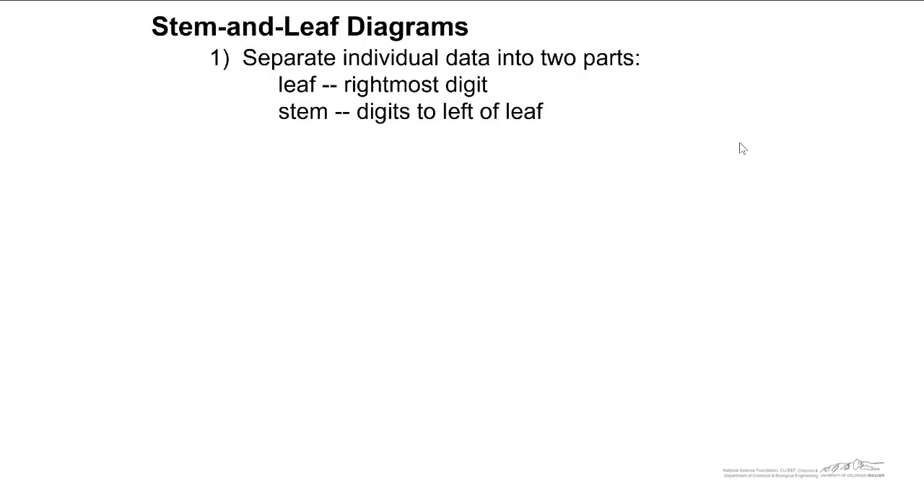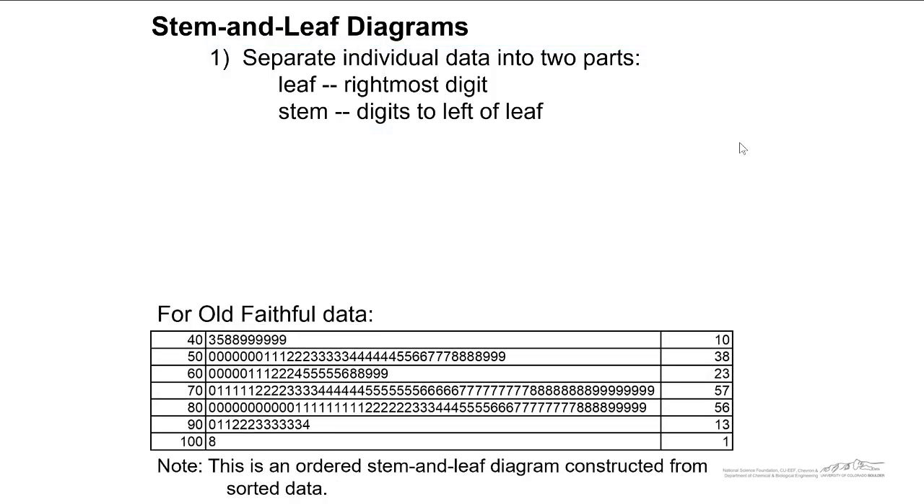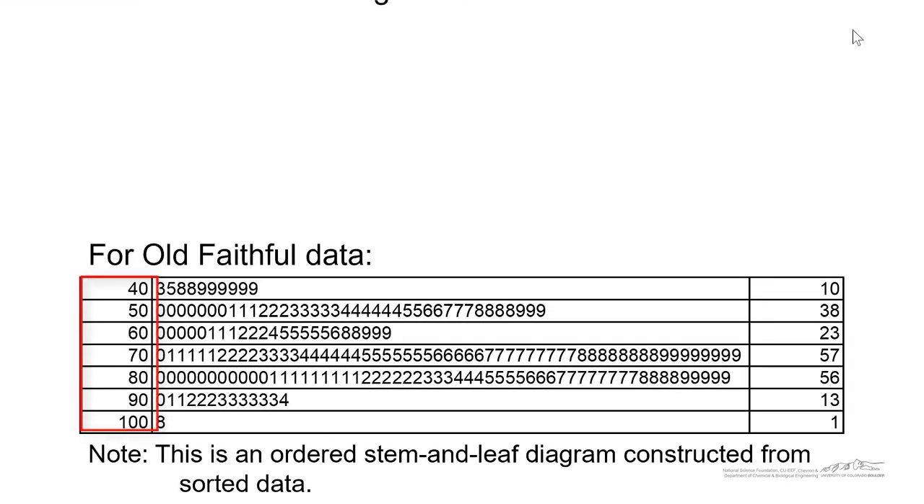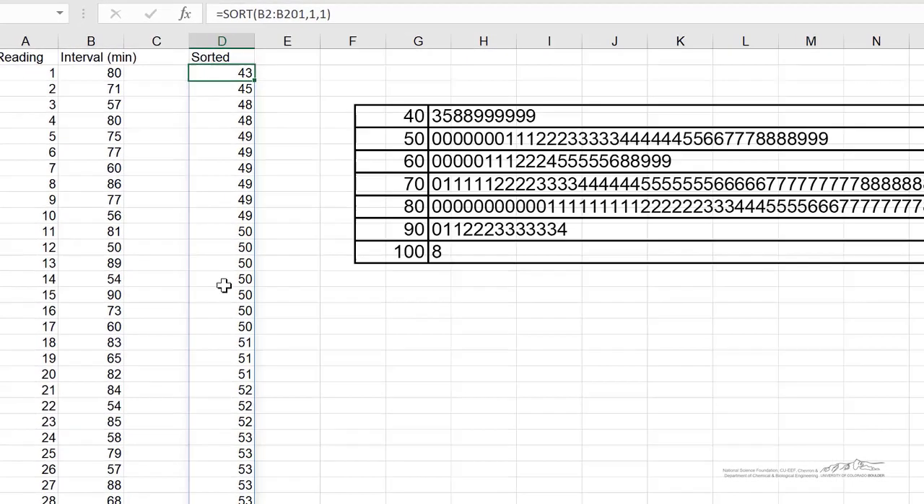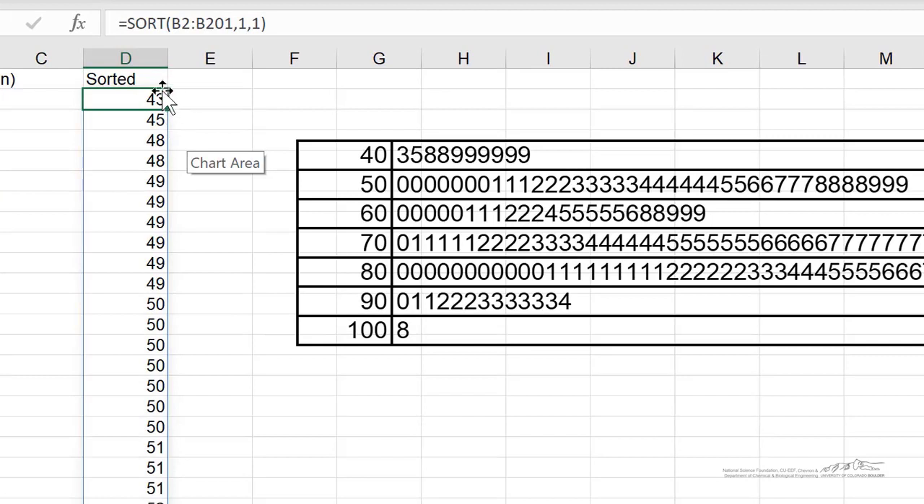For stem and leaf diagrams, we separate individual data into two parts. We have something known as a leaf, which is the rightmost digit, and we have the stem, which are the digits to the left of the leaf. For the data that I showed in the previous screencast on Old Faithful, the left here represents the stem, the middle section here represents the leaf. So if we took our data and sorted it from low to high, this column here has our data sorted low to high. The leaf is just the rightmost digit.